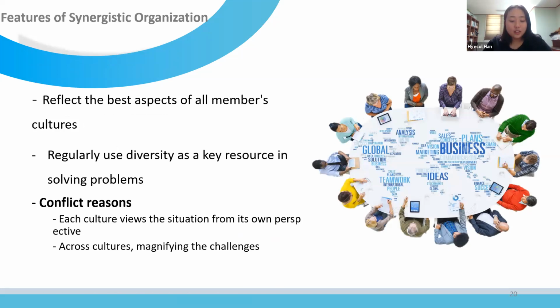First of all, there are some features in synergistic organizations. They reflect the best aspects of all members' cultures in their strategy, structure, and process without violating the norms of any single culture. The people in the group regularly use diversity as a key resource in solving problems. In fact, conflict might arise because each culture views the situation exclusively from its own perspective. Across cultures, people's divergent values, perceptions, attitudes, and behaviors magnify the challenges faced in understanding and resolving organizational problems.